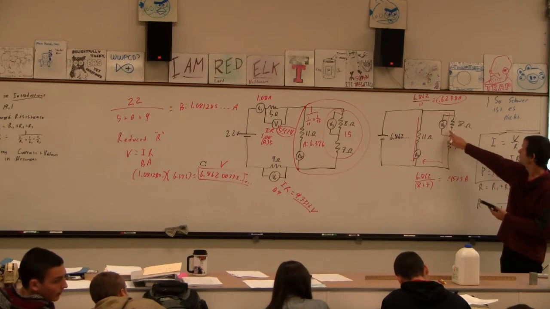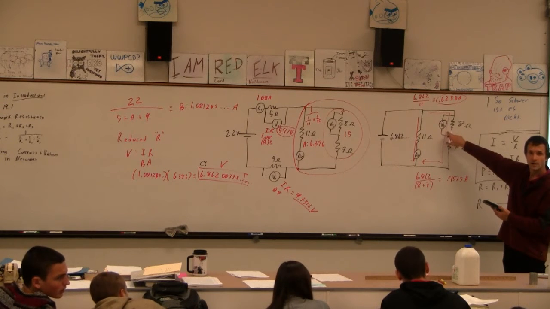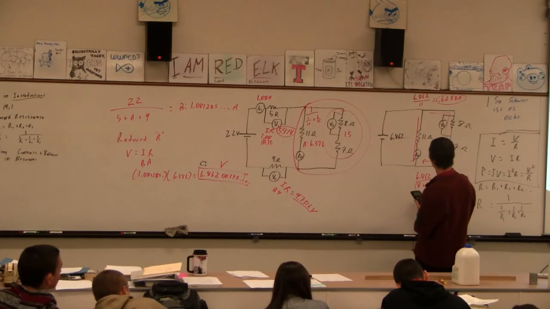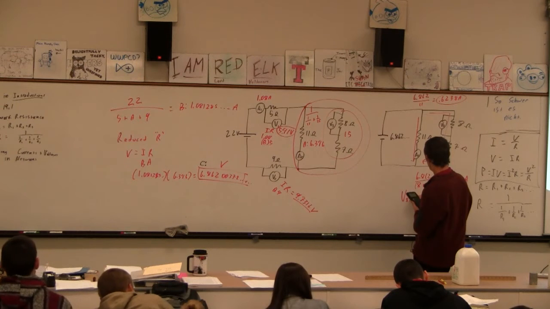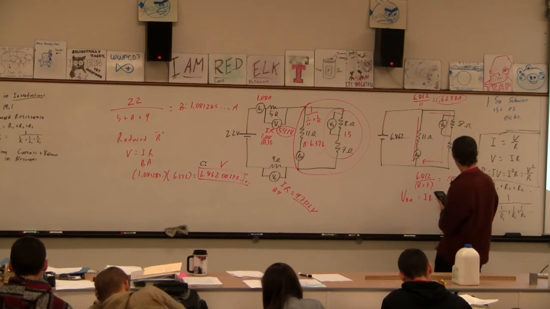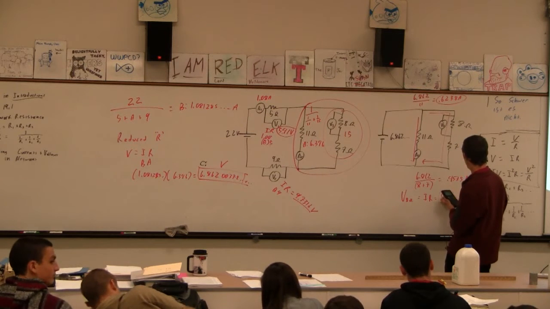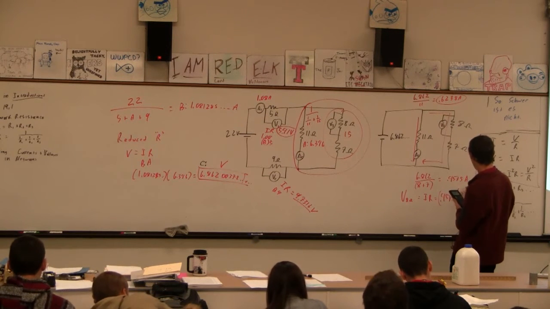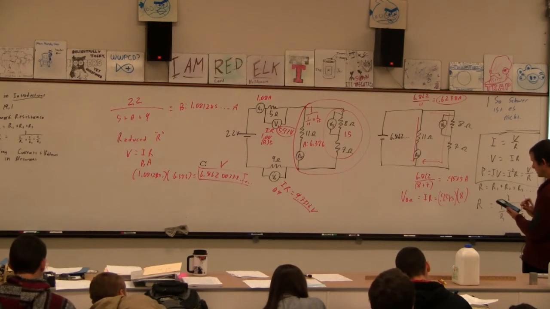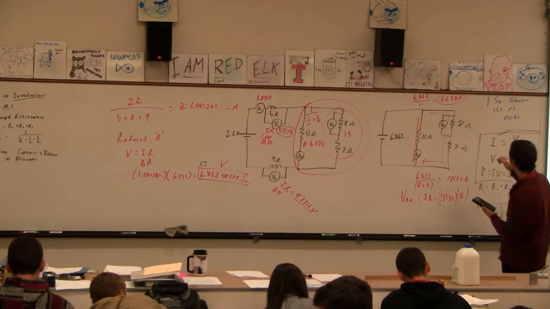We want the voltage across there. So how do we find the voltage? V is IR, right? So we're going to IR this guy. The voltage across the 8 ohms is equal to IR, which is 0.4575 times 8. So times 8, and we're done. 3.6597.